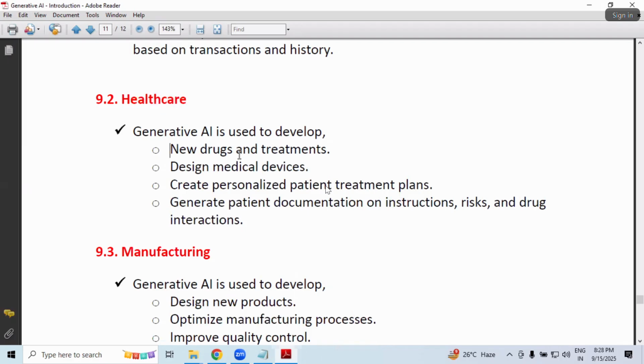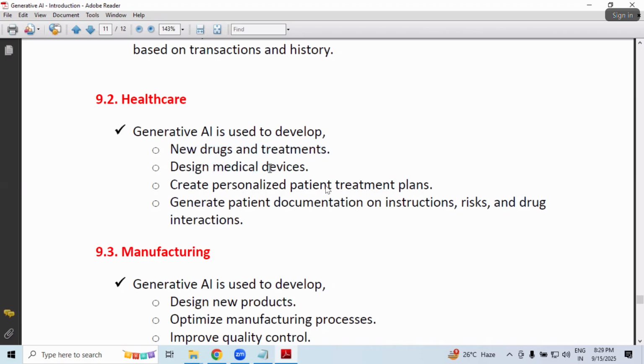Healthcare domain. New drugs and treatments. Maybe 1 month back I already told, there was one disease. Doctors were trying for years and years to find the solution. Recently, Gen AI was able to find it. By mixing 2 to 3 drugs, it is able to find the medicine. It is impacting the healthcare domain.